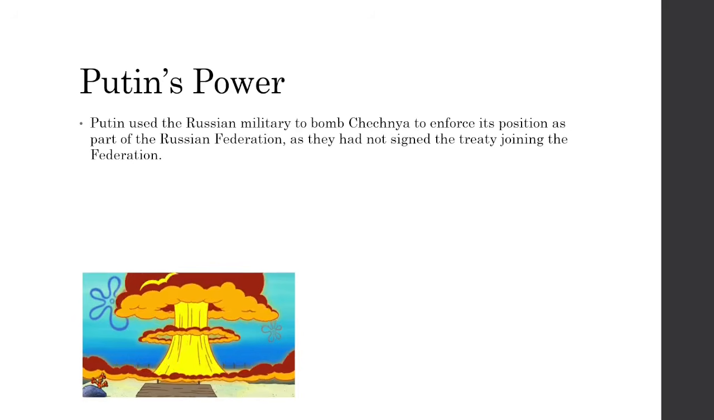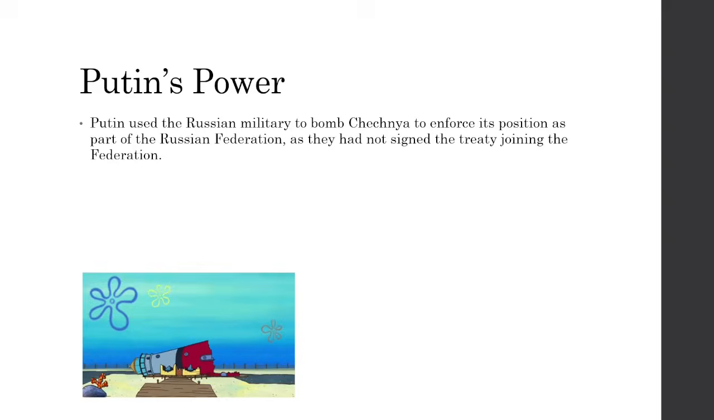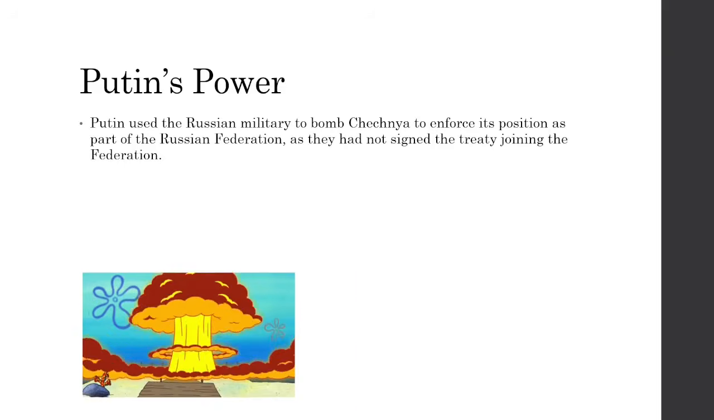Now let's look at Putin a little bit. I reserved a whole slide for Putin because he's just that special. So Putin has used the Russian military to bomb Chechnya to enforce its position as part of the Russian Federation. So this is considered Russian territory, but they have not signed the treaty that joins the Federation.